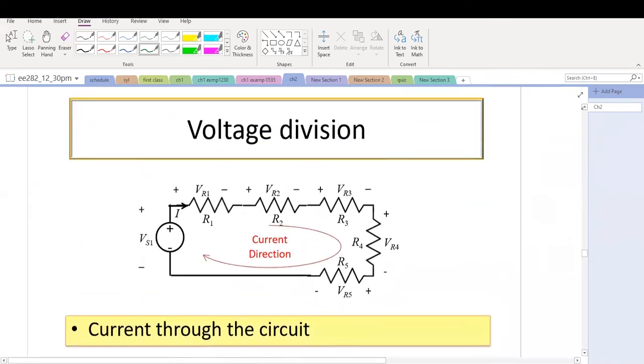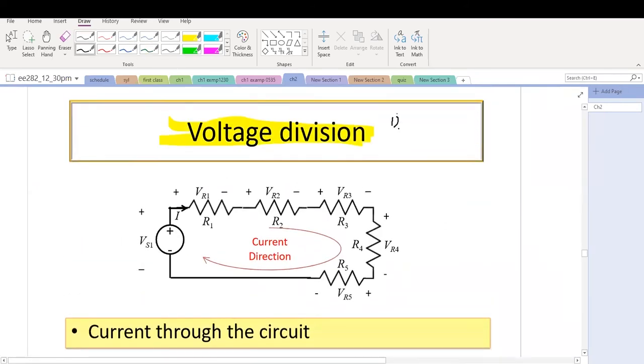Next, let's talk about voltage division. It only applies when the resistors or elements are in series connection. If we have series connection and parallel connection mixed together, be really careful.